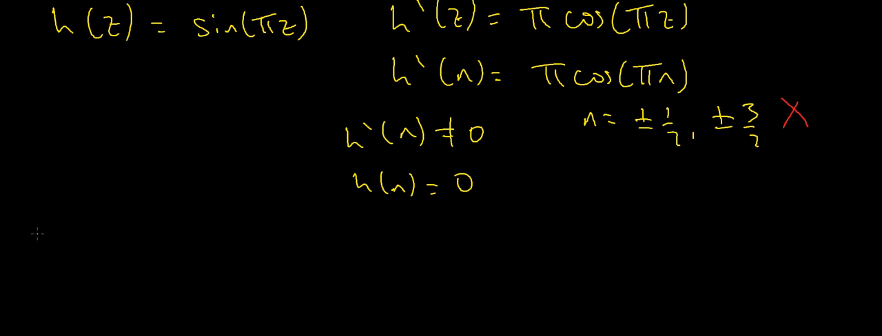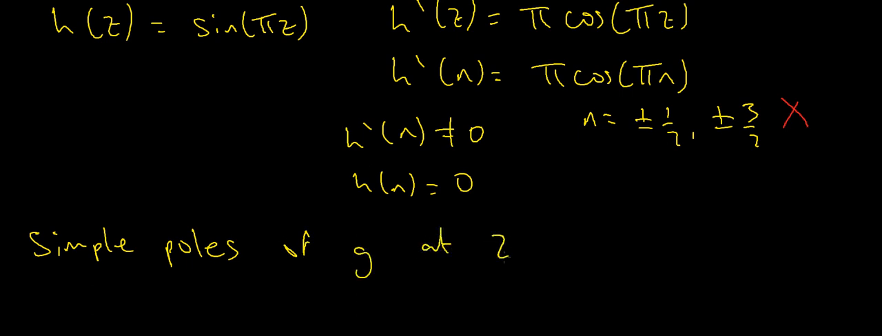So let's write that down. I've got simple poles of G at z equals n, where n is an integer. So for all integer values of n, z equals n is a pole of G.